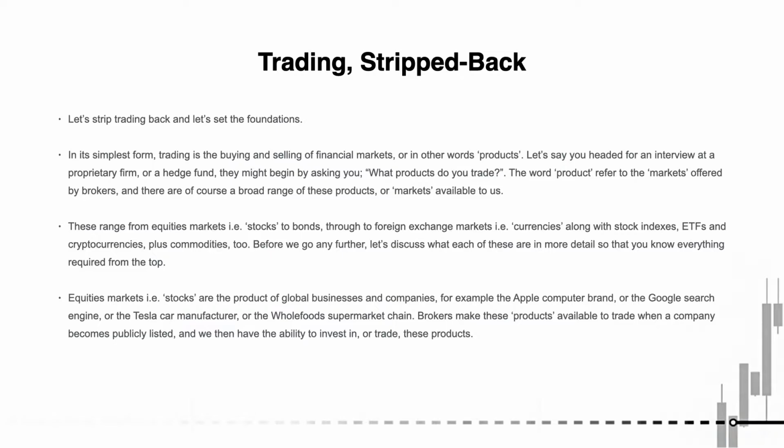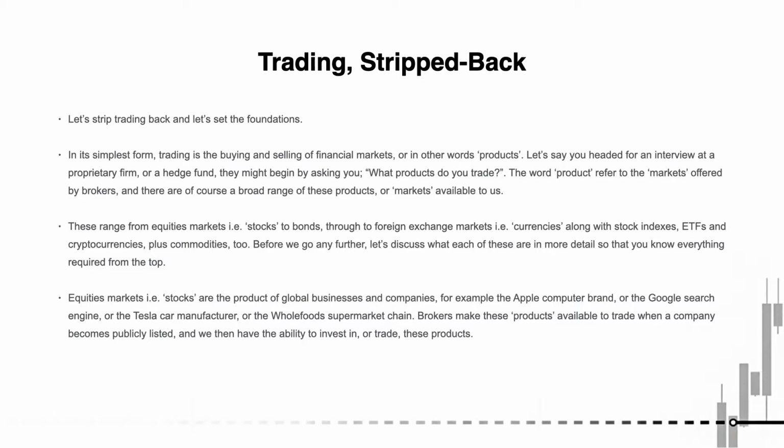Right, and the word product refers to the markets offered by brokers, and there are, of course, a broad range of these products or markets available to us. These range from equities markets, i.e. stocks, to bonds, through to foreign exchange markets, i.e. currencies, along with stock indexes, ETFs, and cryptocurrencies, plus commodities too. So before we go any further, let's discuss what each of these are in more detail so that you know everything required from the top.